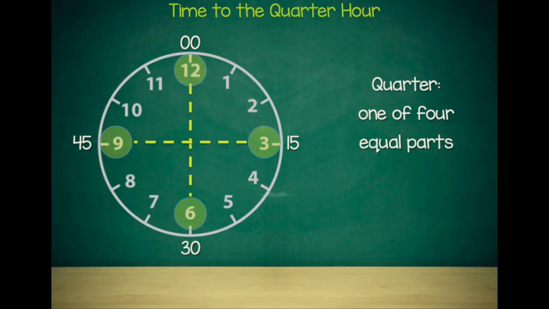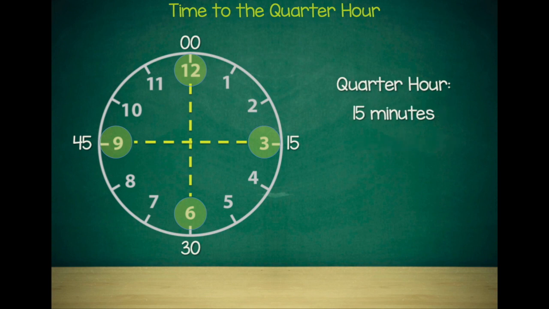You should notice that there are 15 minutes between each quarter. Therefore, a quarter of an hour is 15 minutes. So in today's lesson, we will focus on the parts of the clock where the minute hand is at 12, 3, 6, and 9. Let's look at a few examples together.